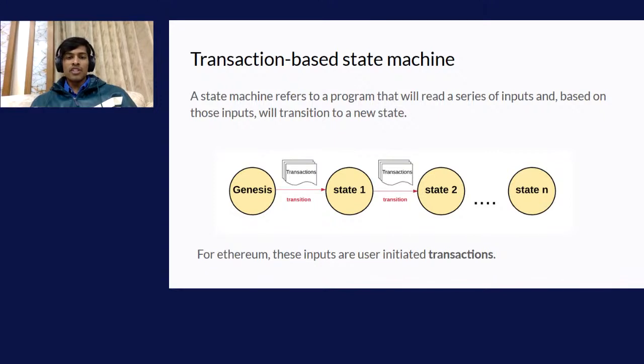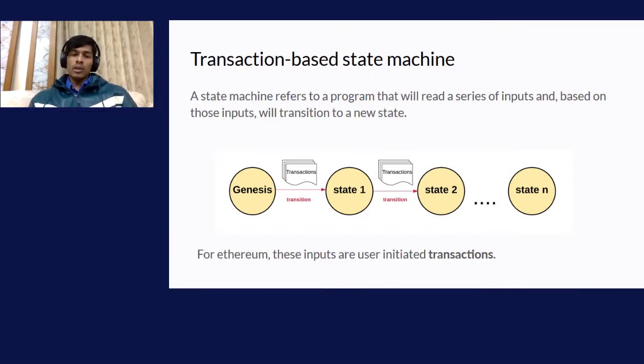How Ethereum works is, it's a transaction based state machine. A state machine is a program that reads a series of inputs and then modifies the state. So if you were in state one, there are a series of inputs, and then that is processed and you reach a state two. This is what a state machine is, and this is how Ethereum works. For Ethereum, these inputs that I'm talking about are user initiated transactions. And when I say transactions in the context of Ethereum, it doesn't mean only value transfers. It also means executions of those code pieces that I spoke about. So all of that is called transactions in the context of Ethereum.